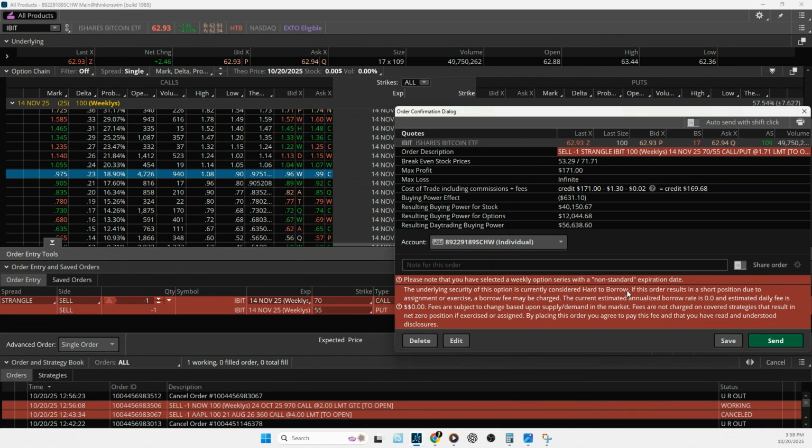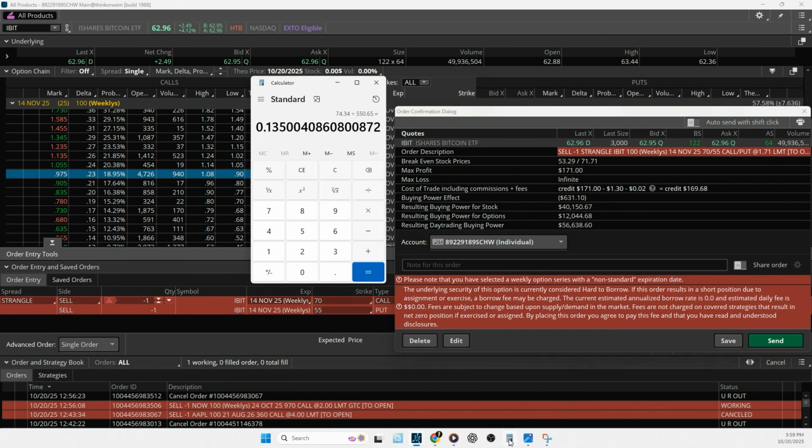Hard to borrow. We'll run into some issues here, but potentially you're looking at almost 170, about 170 bucks in 25 days on 631 dollars of buying power. Let's see if this changes anything for us. 169 divided by the buying power of 631 is 0.10.